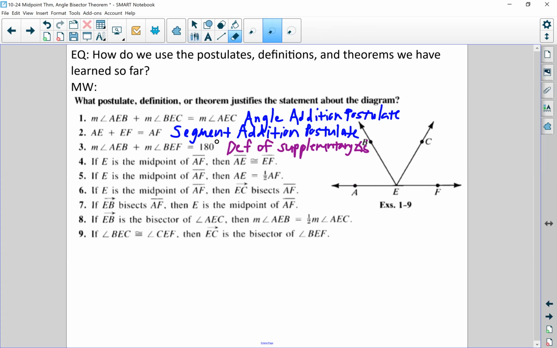Okay, so let's do number 4 over here at the bottom. It says if E is the midpoint of segment AF, then AE is congruent to EF. Let's mark that down. So AE is congruent to EF. Based on what we learned, what do we focus on to say that we have two congruent segments when E is the midpoint of a segment here, AF? Well, based on what we learned recently, this is a definition. This is the definition of a midpoint.